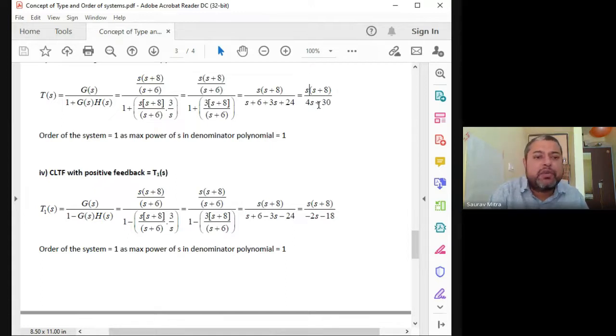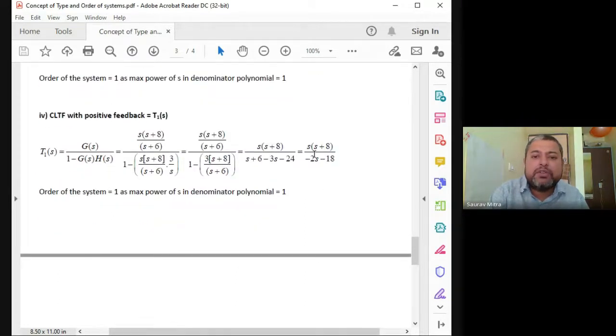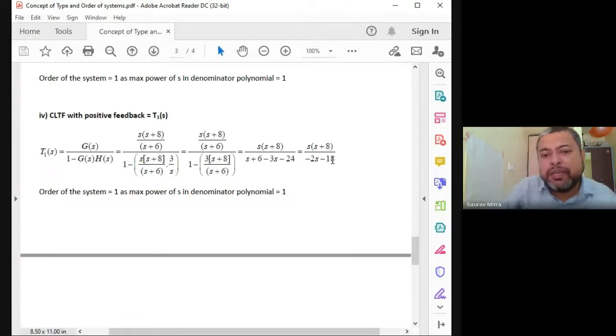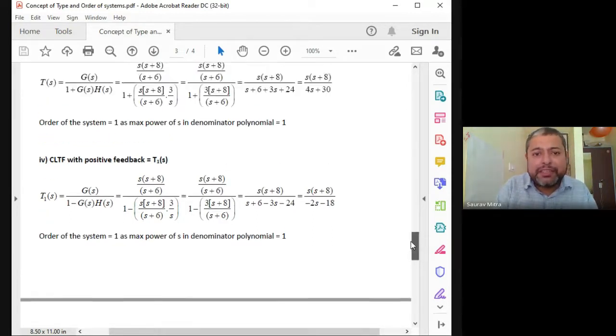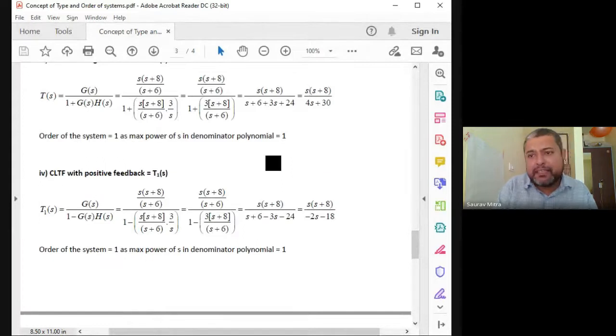So this is a system with order 1. CLTF with positive feedback, here also you are finding it is minus 2s minus 18, that is minus 2, if you take common it will be s plus 9. So in that case also the denominator has a maximum power of s as 1. One very important thing: the feedback type, positive or negative, does not change the order of the system.